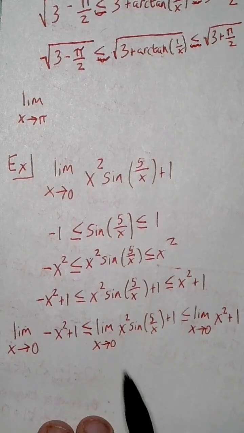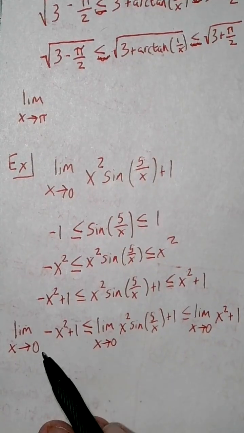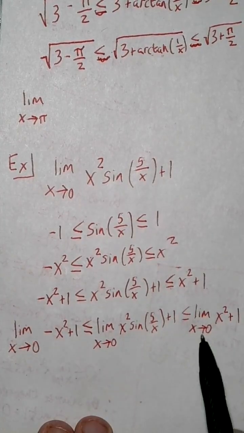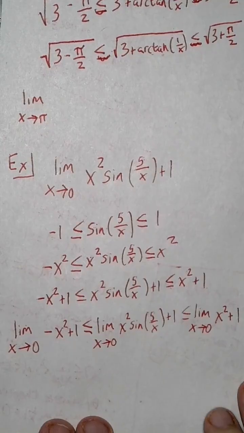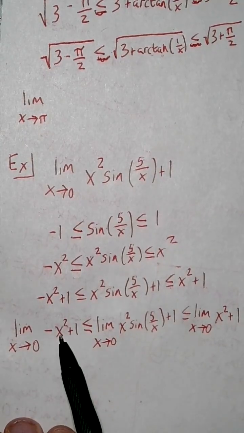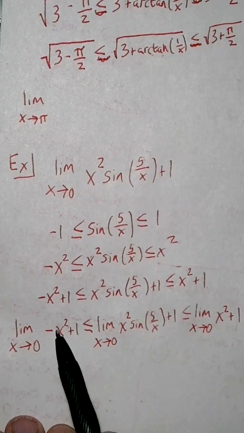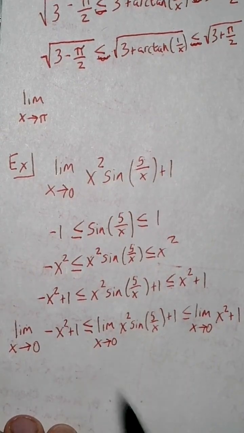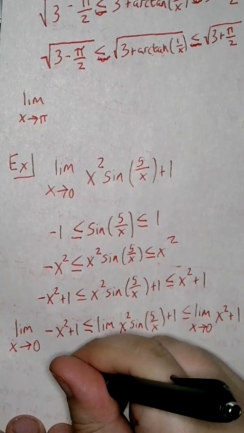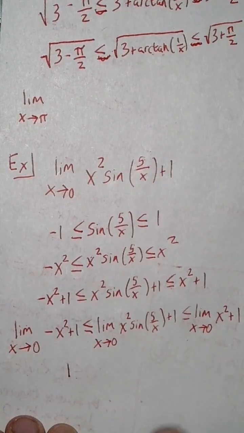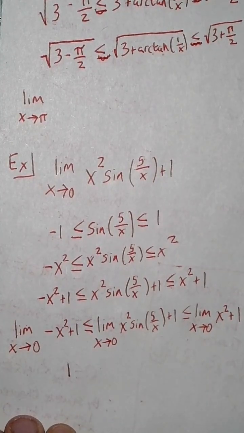So now from here, I am ready to plug in 0 for my leftmost limit and my rightmost limit and see what I get. So if I plug in 0 here for x, I get negative 0 squared. Well, 0 squared is 0, and negative 0, that doesn't make sense. So it's 0. 0 plus 1 gives me 1. How about here? What is the limit as x approaches 0 of x squared plus 1?